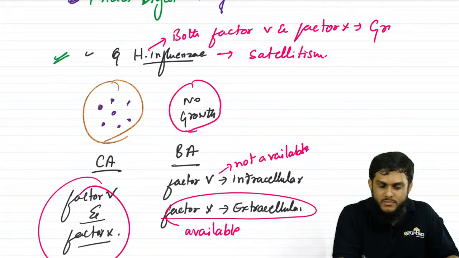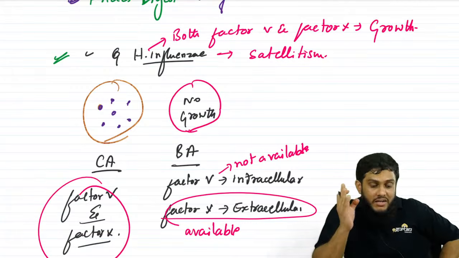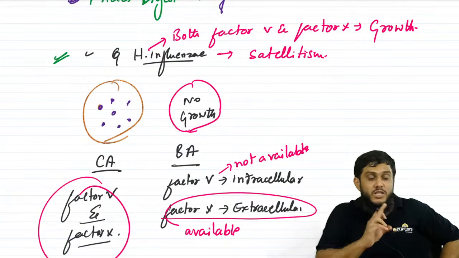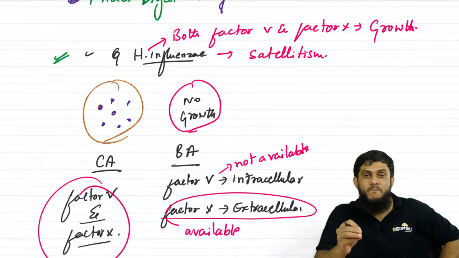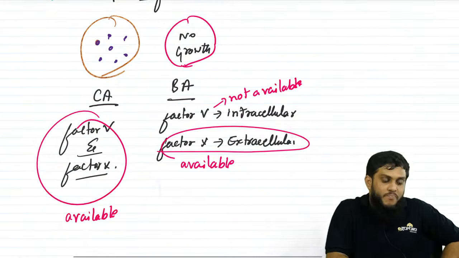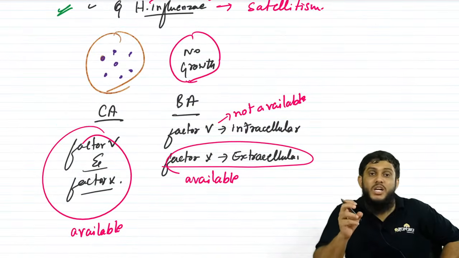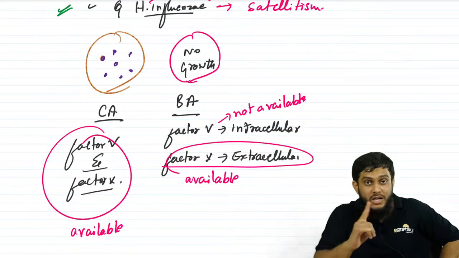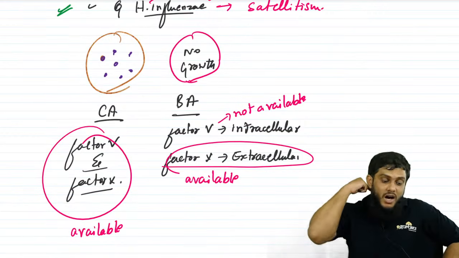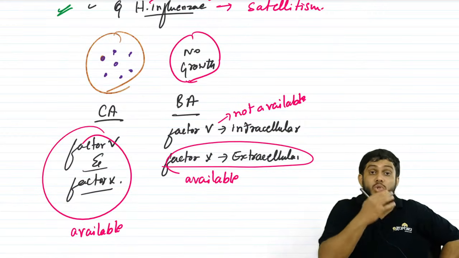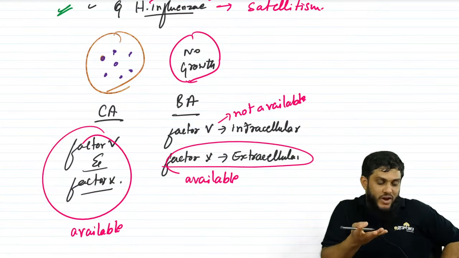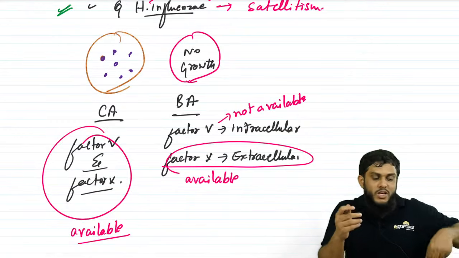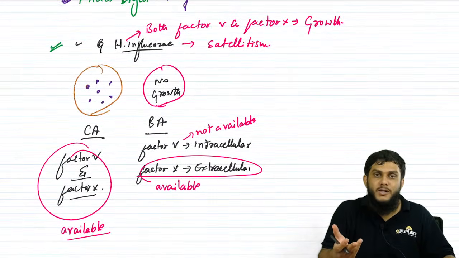Haemophilus is a fastidious bacteria which requires both factor V and factor X for its growth. If there is no factor V or factor X, Haemophilus influenzae will not grow. So that's why Haemophilus influenzae is not growing on blood agar: on blood agar factor X is available, but factor V is not, because factor V is present within the RBC. But on chocolate agar, as the RBCs are lysed, factor V is outside. Now both factor V and factor X are available. Therefore, Haemophilus influenzae can grow on chocolate agar.